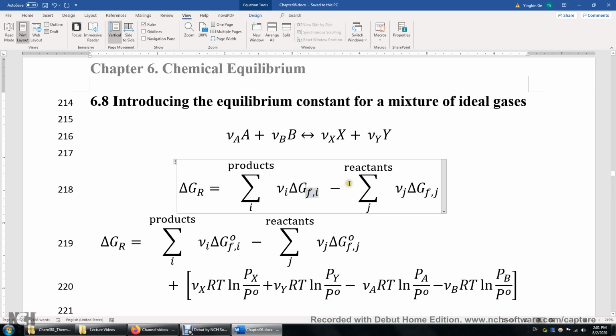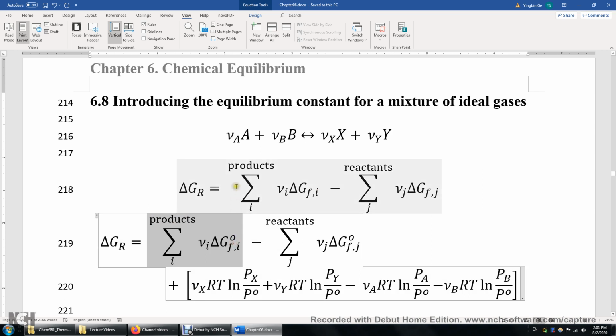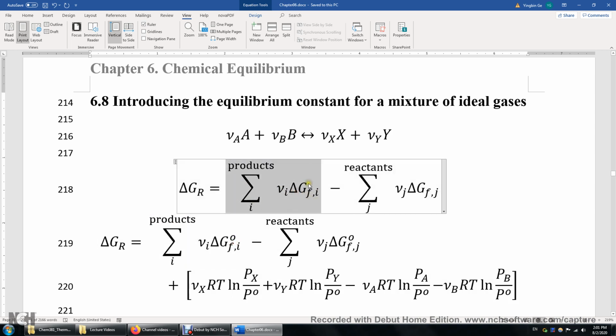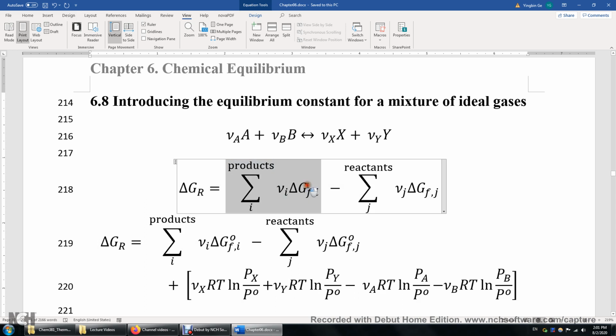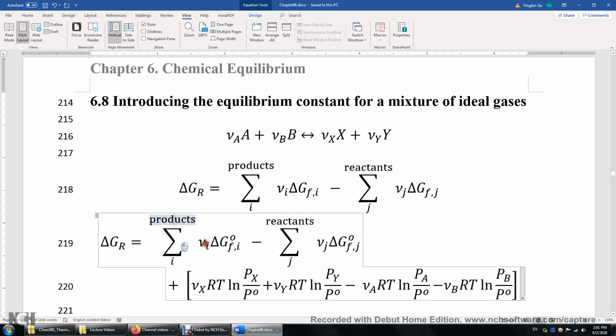Now let's look at this equation. We can rewrite this part in this form. Pay attention to the difference. Over here, there's no superscript. Over here, there's a superscript naught. So what's the difference? Over here, for products, this Px and Py do not have to be 1 bar. Over here, Px and Py are exactly 1 bar, the standard state.